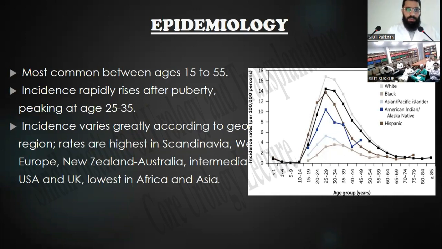Epidemiology: these are most common between the ages of 15 to 55 years. Incidence rapidly rises after puberty, as you can see in the graph, peaking at the age of 25 to 35 years. Incidence varies greatly according to geographical region, and the rates are highest in Scandinavia, Europe, New Zealand, and Australia, intermediate in USA and UK, and lowest in Africa and Asia.